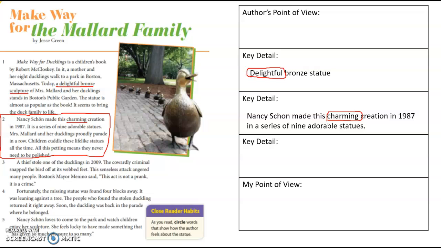I'm going to let you look through the last 3 paragraphs and find one more key detail. Yours might be the same as the one I have. It might be different. It doesn't matter. Go ahead and look through those last 3 paragraphs and find one more key detail that shows how the author feels.